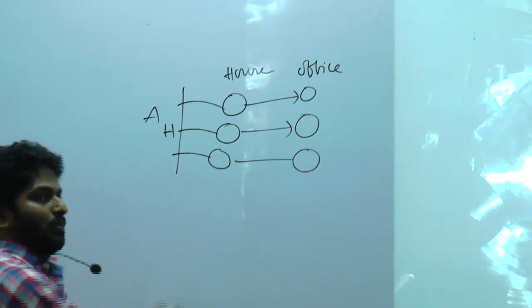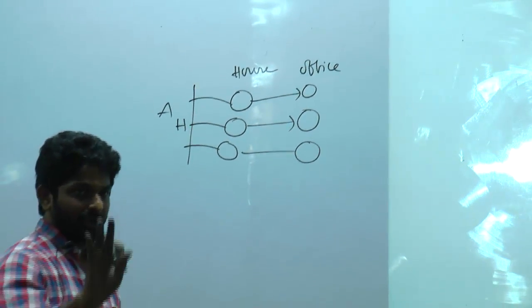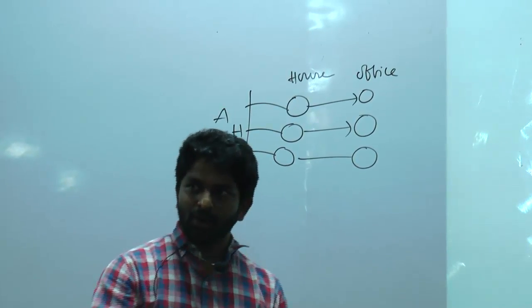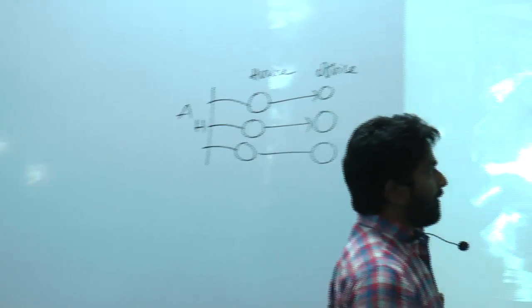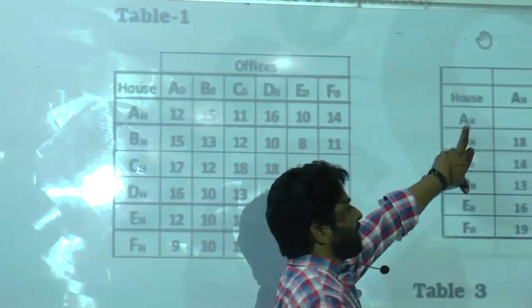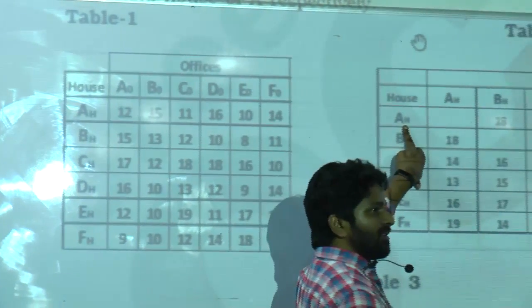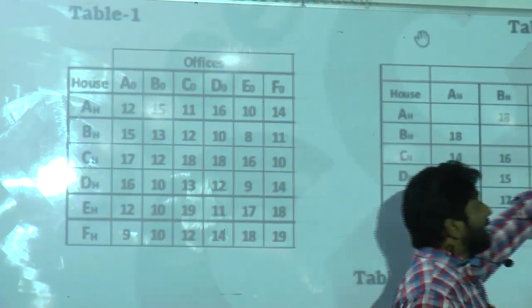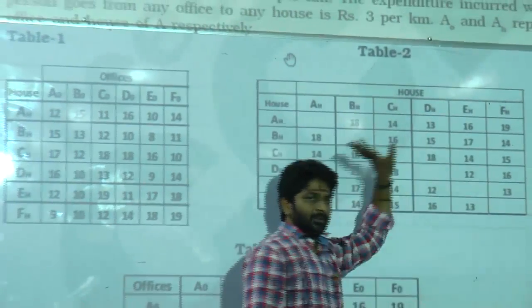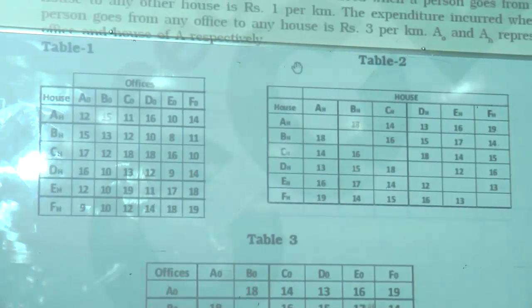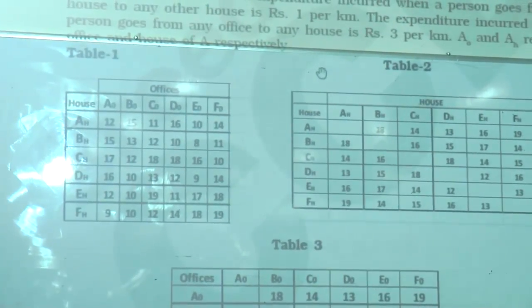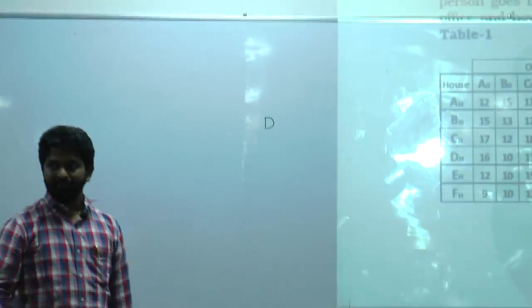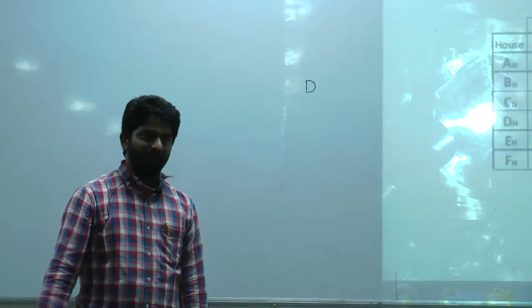So A went to his friend's house. This is about house to house. A, who stays very close to A's house? D. Correct? Which is 13 kilometers. The last person A is going to meet is D, and you are asked to calculate the least distance he traveled.